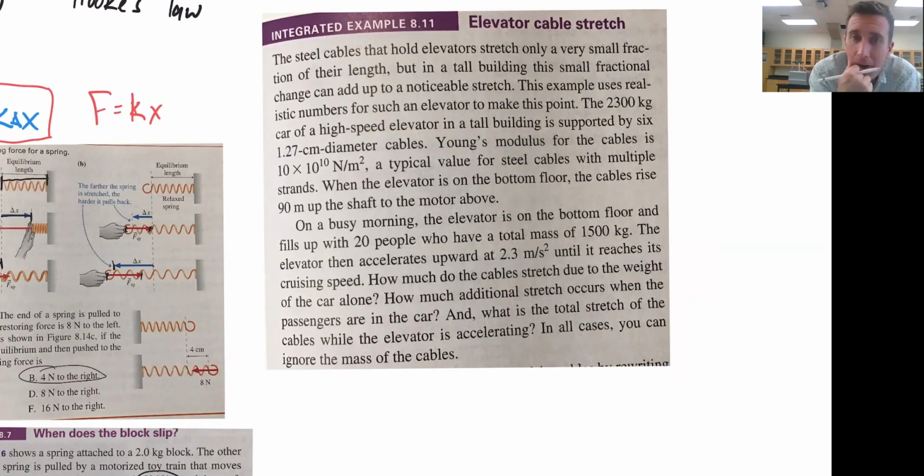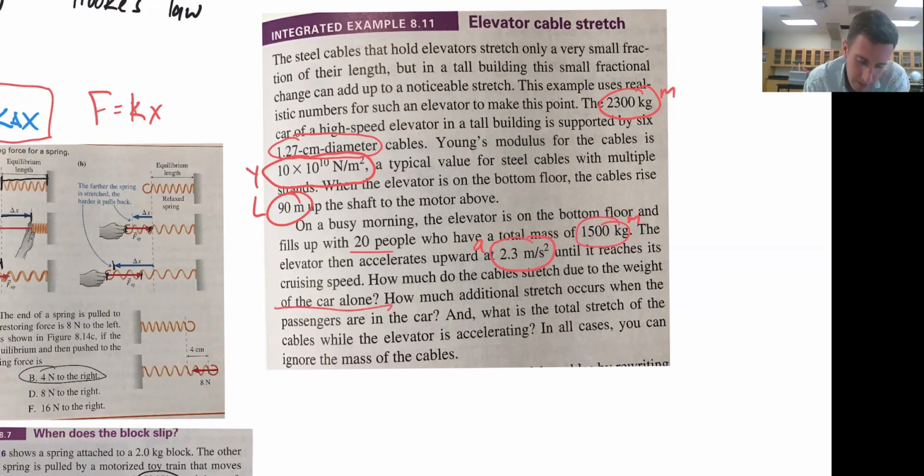When the elevator's on the bottom floor, the cables drive 90 meters up the shaft. Okay, so 90 meters is my length. That is my Y. This is a diameter, so I'm gonna have to turn that diameter into an area. 2,300 kilograms is a mass. The elevator is on the bottom floor and fills up with 20 people, total mass of 1,500 kilograms. There's another mass. The elevator then accelerates upwards. That's an acceleration. It reaches cruising speed. How much do the cables stretch due to the weight of the car alone?